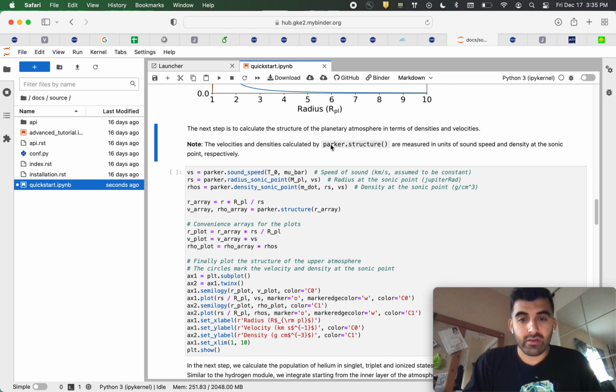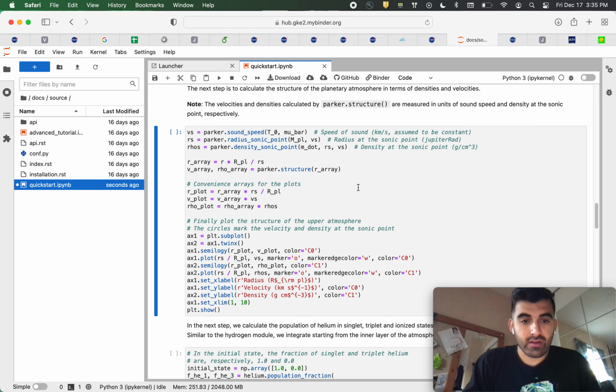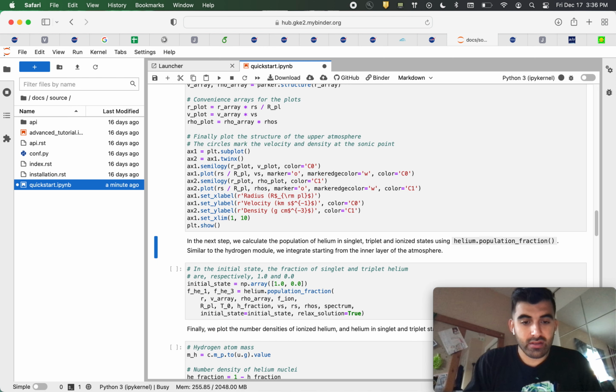In order to do that, we are going to use this Parker.structure module, and this will calculate that for us. So here, what we are doing is we are setting the speed of sound in kilometers per second. We are giving it a radius where the sonic point will be, and so on and so forth. All we're doing here is simply plotting our plot. So let's go ahead and run that.